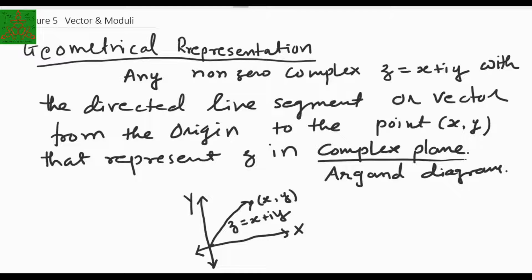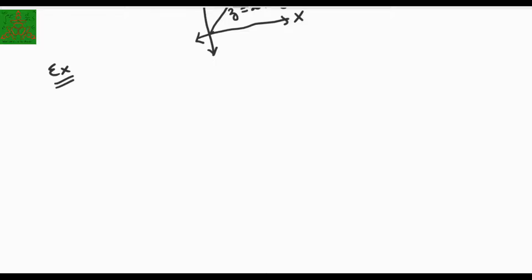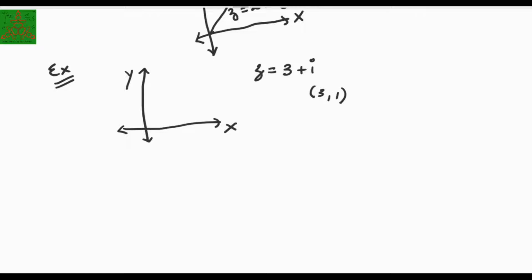For example, if I have x and y axes, and a point z equal to 3 plus i, then we first need to locate the point (3, 1). This is 3, and 1 will be here, so this is the point, and the directed line segment from the origin to (3, 1) will be your complex number 3 plus i.